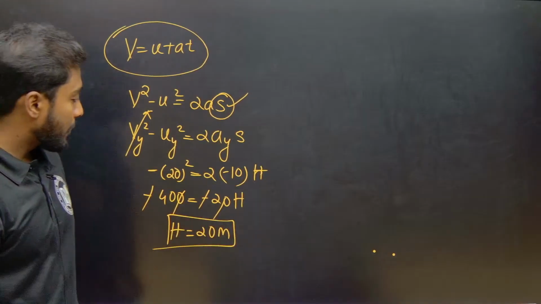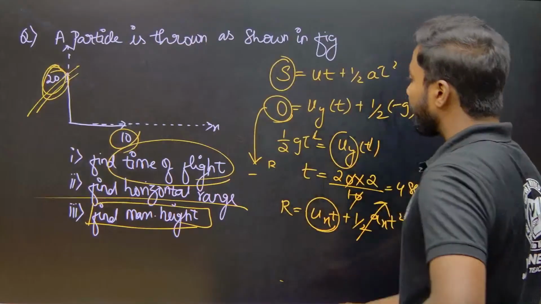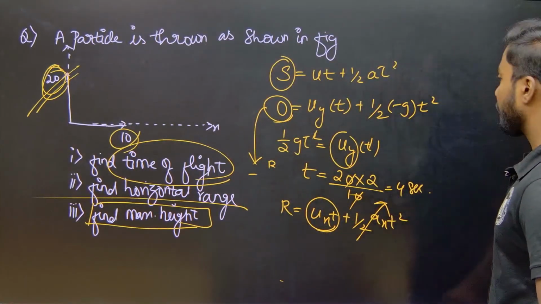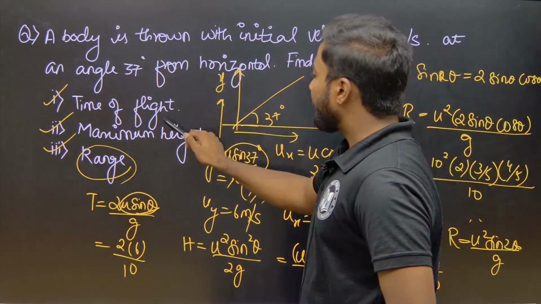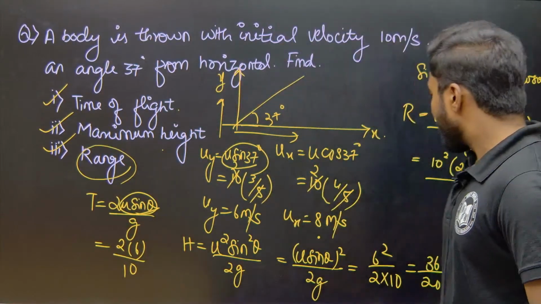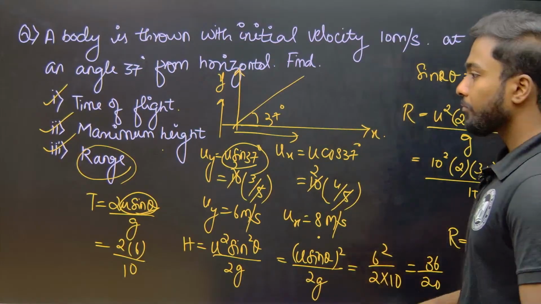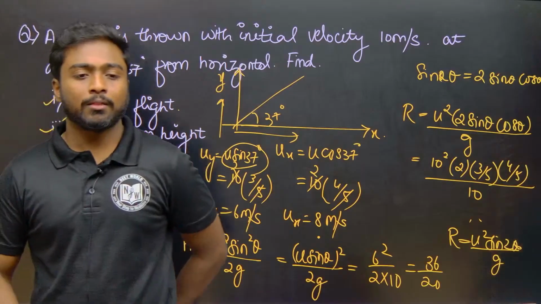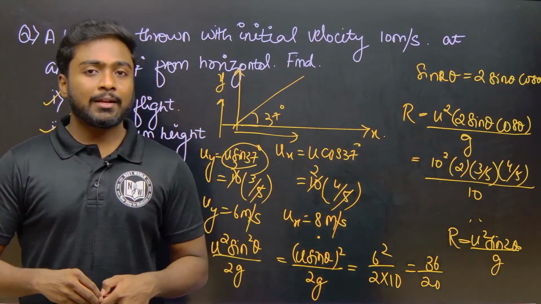20 meter. Okay. So for the given question we got the time of flight, horizontal range and maximum height, and in this question also time of flight, maximum height and range. Okay, this is about projectile motion. So in tomorrow's class, day 3, we will start with the free body diagram of the laws of motion. Okay.